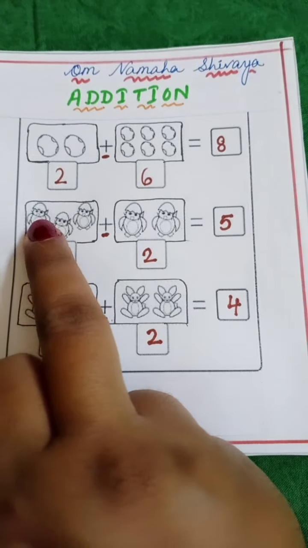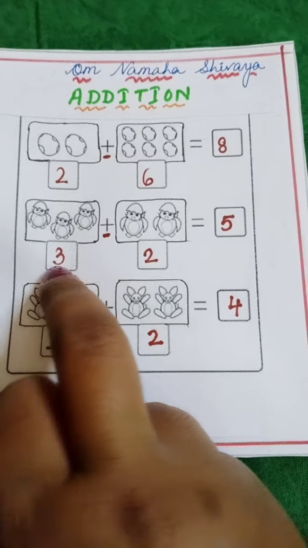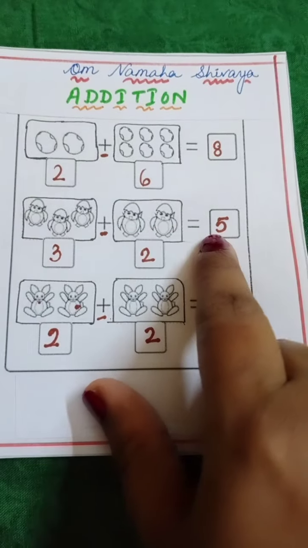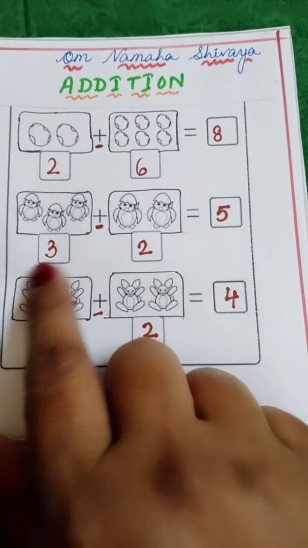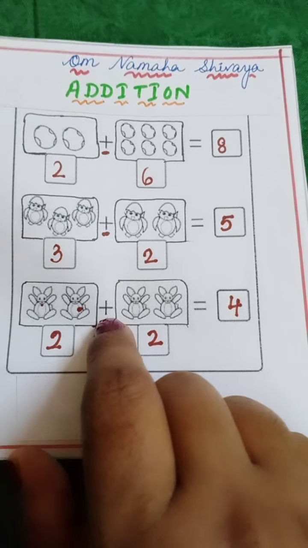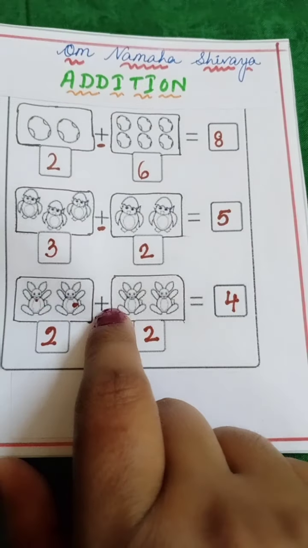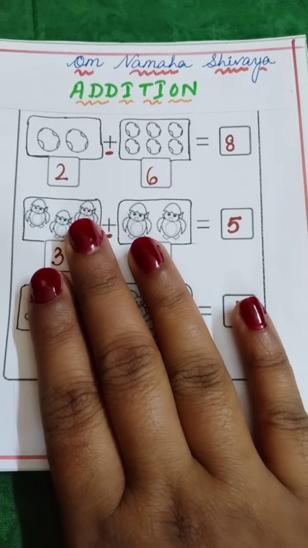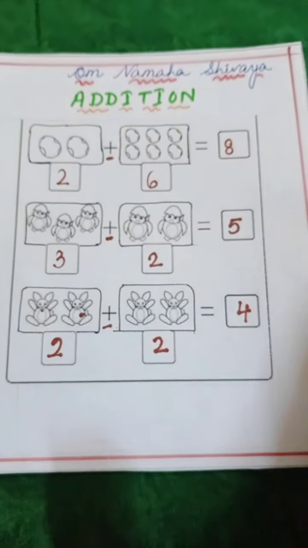Then you can see birds. How many birds in the first box? 3. So we wrote over here 3. And then in the second box 2. So total 1, 2, 3, 4, 5. So 3 plus 2 is equal to 5. Now you can see rabbits in this box. The first box contains 2 rabbits plus the second box also contains 2 rabbits. So 1, 2 plus 3, 4. So it's 4. So this is a very easy way of learning addition, which is called picture addition, and this is one process of learning addition.